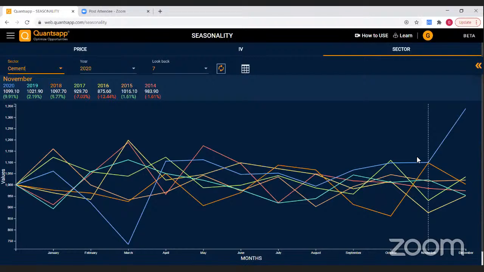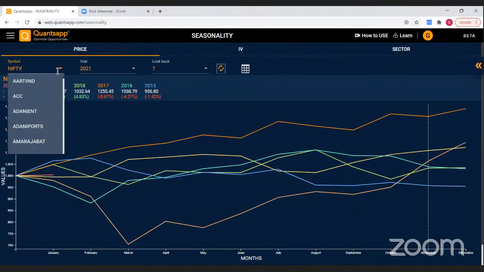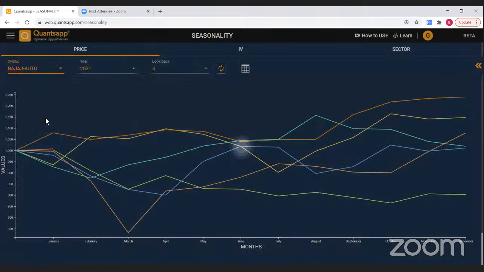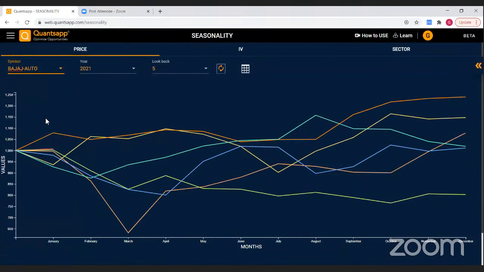And this is something which becomes very important while making your strategy, while knowing how a season is going to behave, or how it's going to impact that particular stock. So if I go again to the prices, let's take a stock, let's take Bajaj Auto. So we'll see the seasonality effect on the auto side.